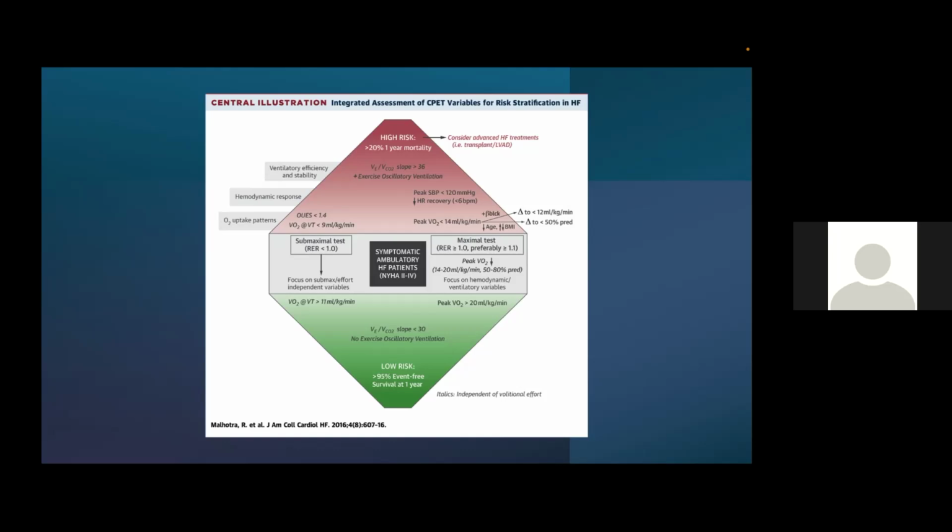On the other hand, if the patient's peak VO2 is more than 20 and VO2 at the anaerobic threshold is more than 11, and the slope is less than 30, and there is no exercise oscillatory ventilation, it's considered low risk, with more than 95% event-free survival at 1 year. So it's very important to categorize our patients, and these are very helpful tools to identify high-risk patients as opposed to low-risk patients.